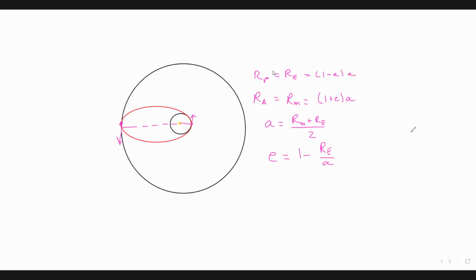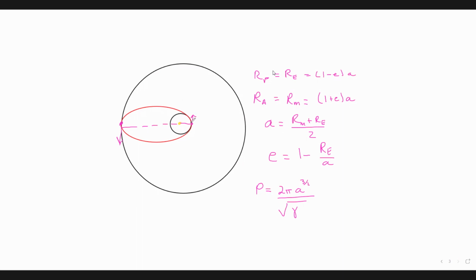Okay. Part B is, how long does the trip take one way? Well, the period of the transfer orbit is equal to 2 pi times a to the 3/2 divided by the square root of gamma. This gamma is the gamma for the sun because we're going around the sun in these orbits. A is this semi-major axis here for the red orbit. So the period is this.